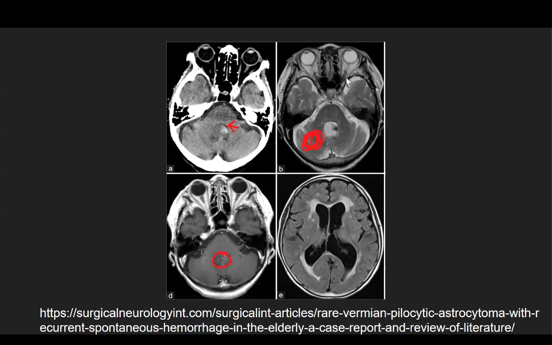But still, if I look at this, pilocytic astrocytoma is not the first thing that will come to my mind. I probably would have thought a medulloblastoma, maybe a rare presentation. PCA would not have been my first line of thought. So, moving on.